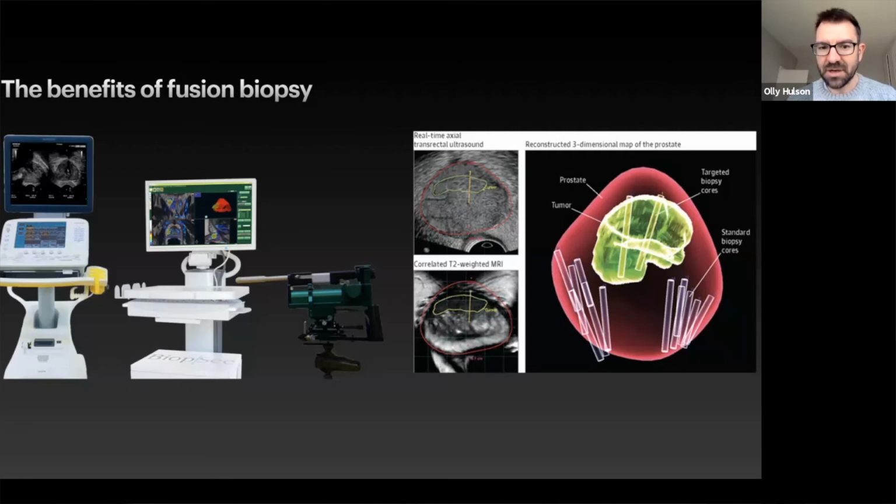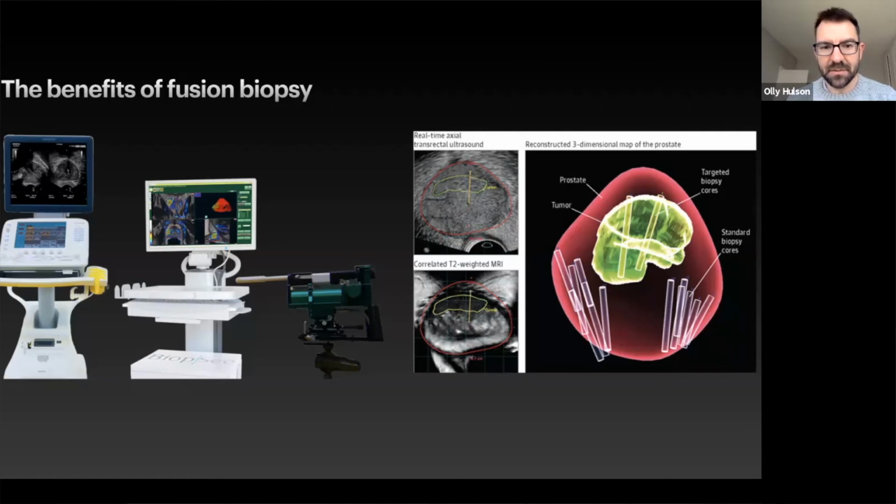And this allows us to target our biopsies very accurately to within a millimetre of accuracy, allowing us to ensure that we've hit the right area within the prostate and also allowing us to reduce the number of biopsy cores we need, because we know that we have been very accurate in our targeted biopsies.